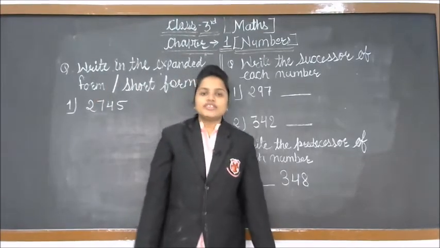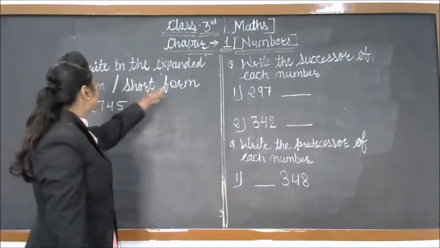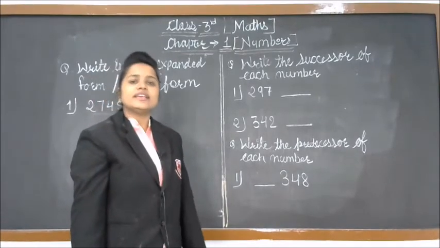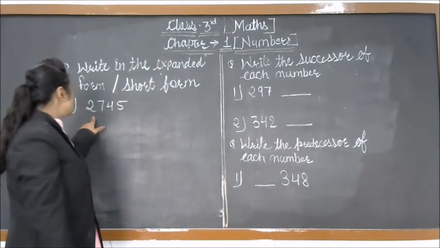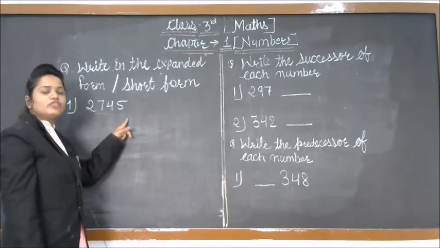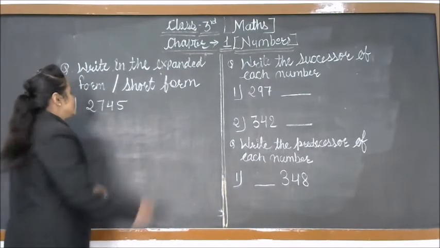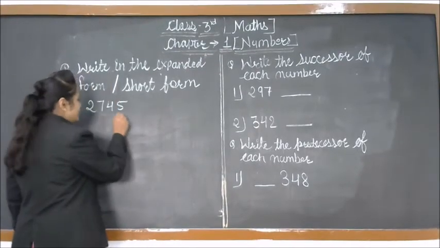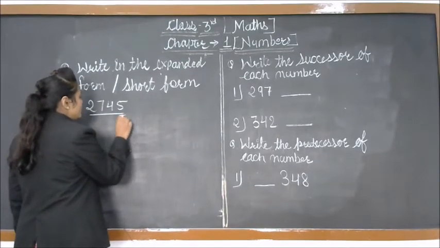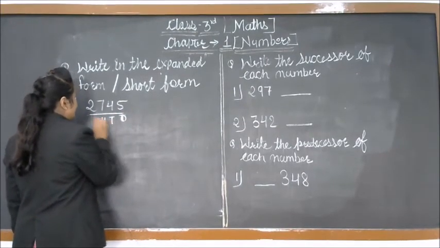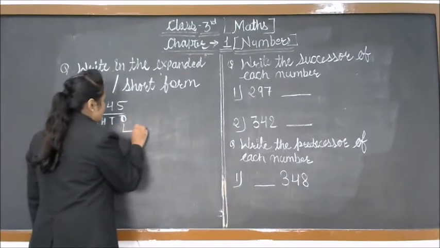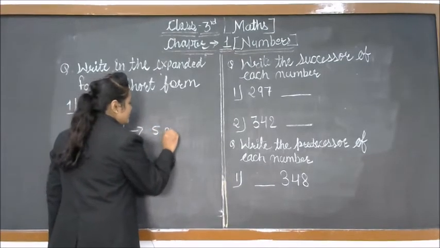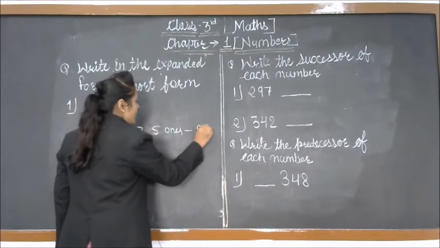So students, the next question is: write in the expanded form and short form. In this question we can solve the expanded as well as the short form. Our first question is 2745. We have to find out the expanded form of this number. We already know about the ones, tens, hundreds and thousands place values. So we can see 5 in the ones place. So we can write this as only 5.